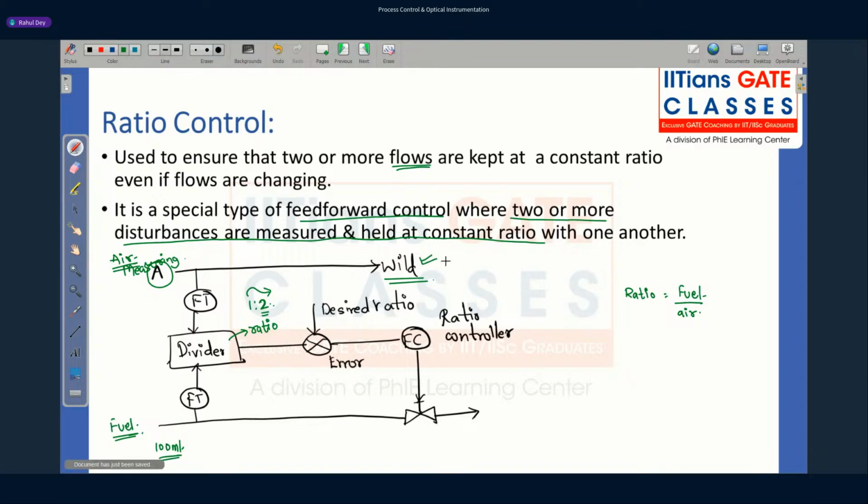So there is one wild flow, which means the flow which we are not measuring, and there will be one measured flow. There will be one flow controller, so in a particular ratio it is going to keep the ratio constant so that my process is running adequately.